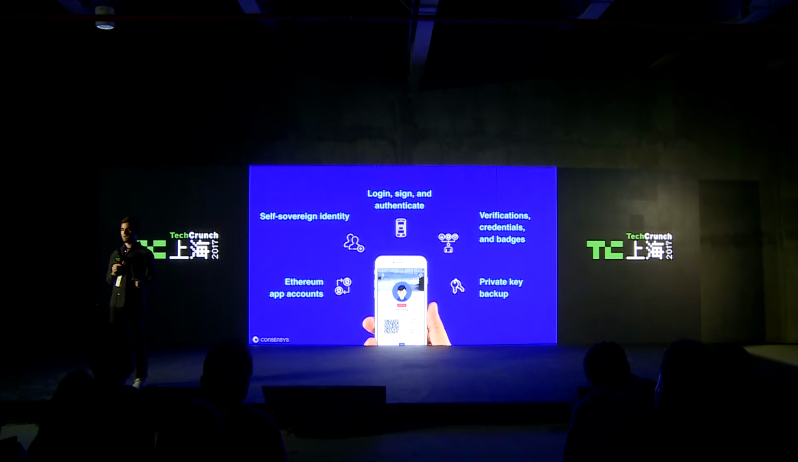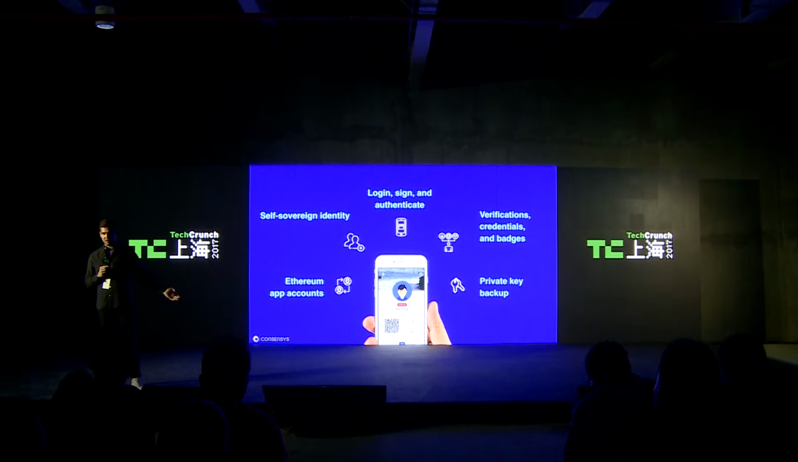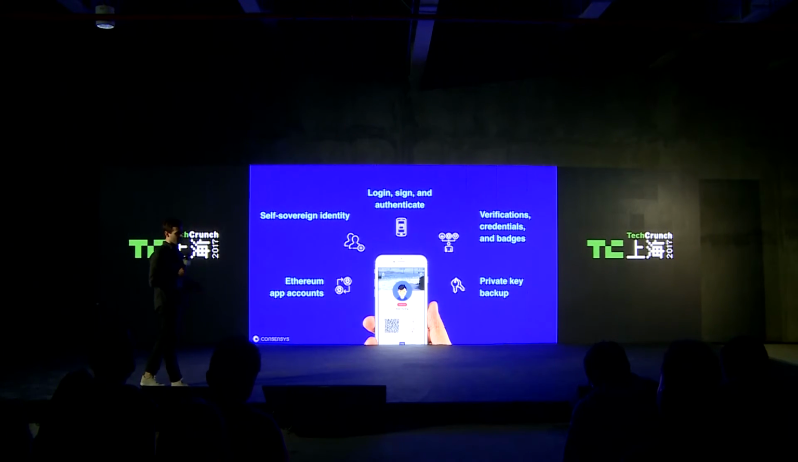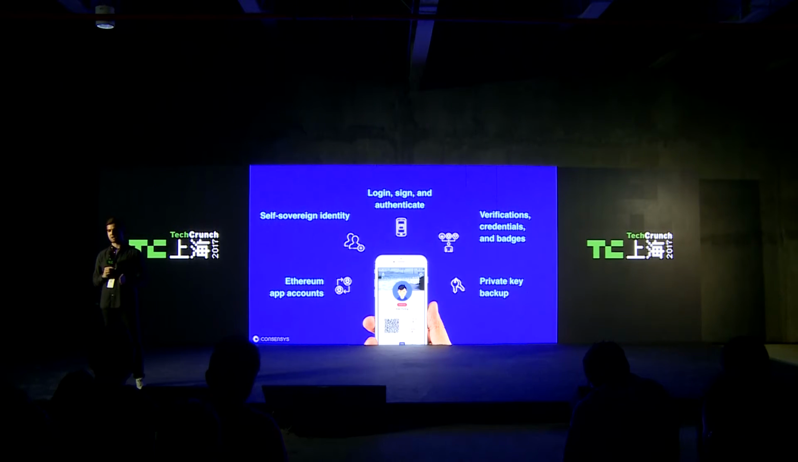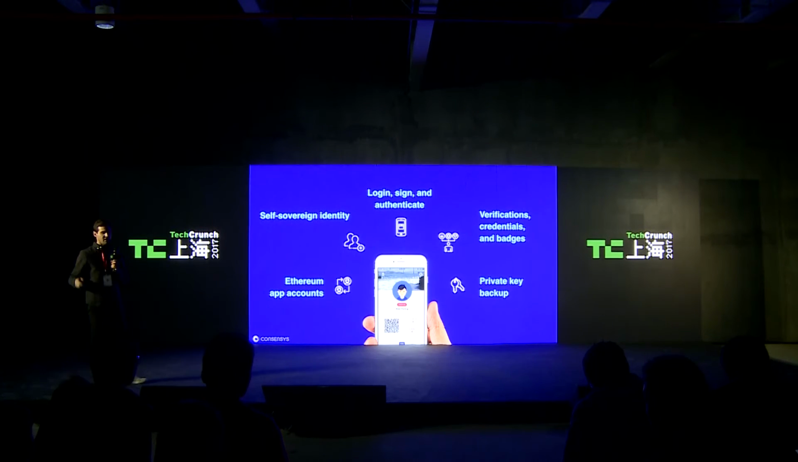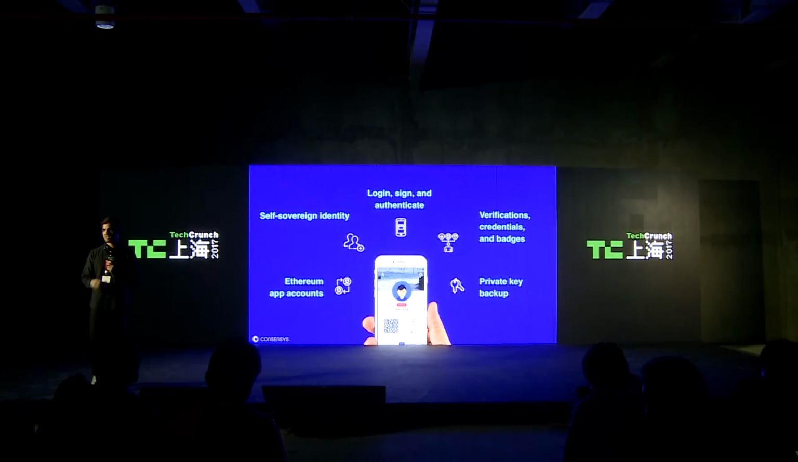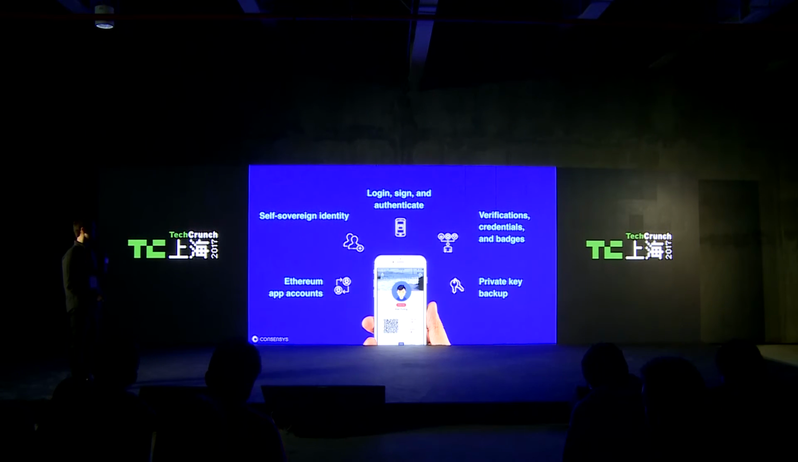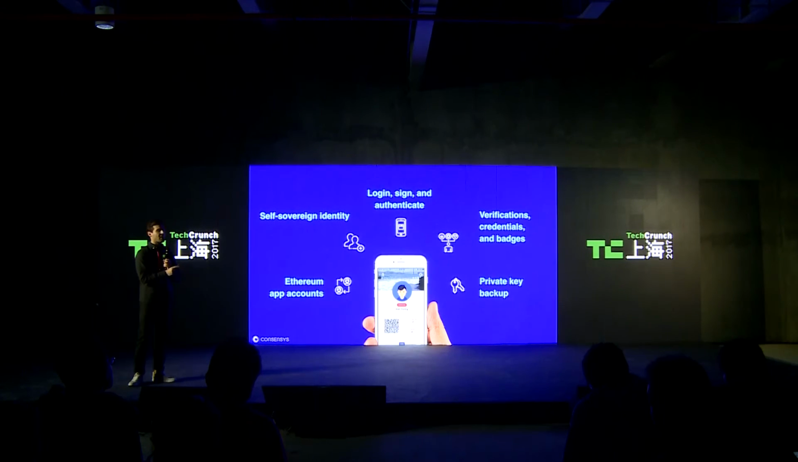So at least now, I don't have one identity that includes all of my interactions across all of my apps and platforms in one place. But now I at least have a framework where my accounts are my identity for a specific app, and that at least segments and helps improve privacy by building pairwise relationships. And so this all enables you to log in, sign, and authenticate across applications regardless of where the app logic lives. It enables you to store verifications, credentials, and badges, which I'll go into a little more in a second. And enables you, with all of that, to back up your private keys.